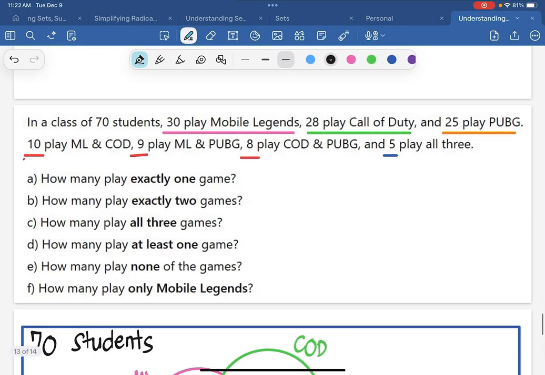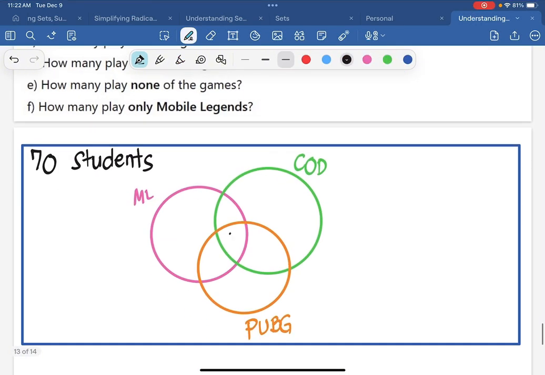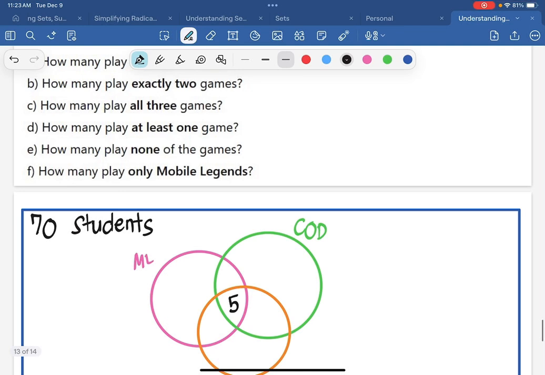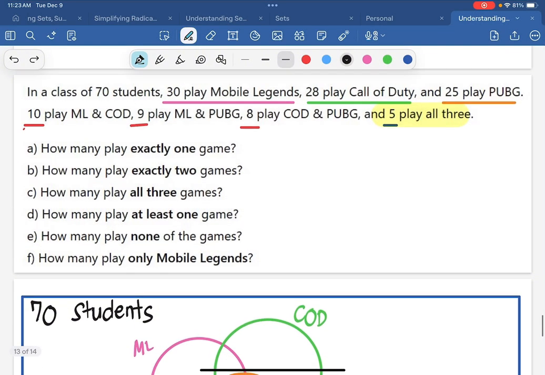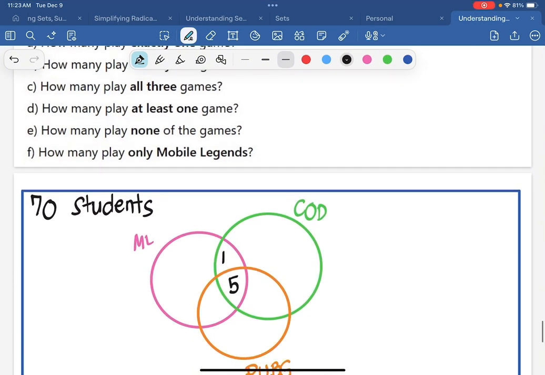Okay, so first we have here the intersection of all 3, so the middle part should be 5. Now, next, let's have the combination of ML and COD limited to this area. Based on the given, we have 10. So instead of writing 10, we need to subtract 10 with 5. So 10 minus 5 is 5.